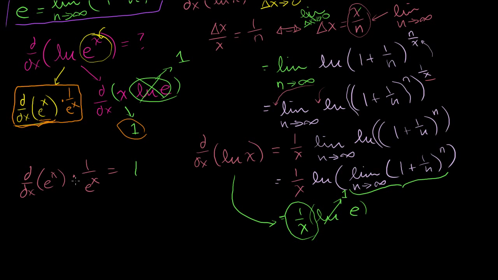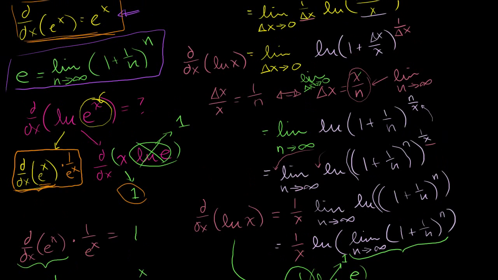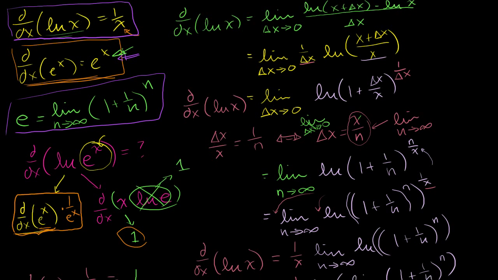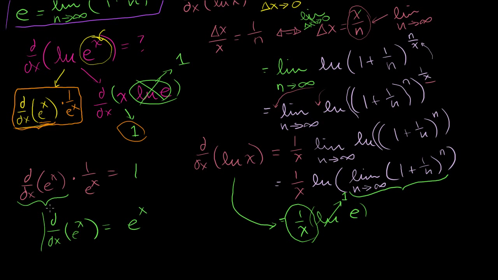Well, we're almost there. We could just simplify this and solve for our mystery derivative of e to the x. Multiply both sides of this equation by e to the x, and you get the derivative with respect to x of e to the x is equal to e to the x. And I want to clarify this, at no point in this entire proof did I assume this. In fact, this is the first time that I'm even making this statement.